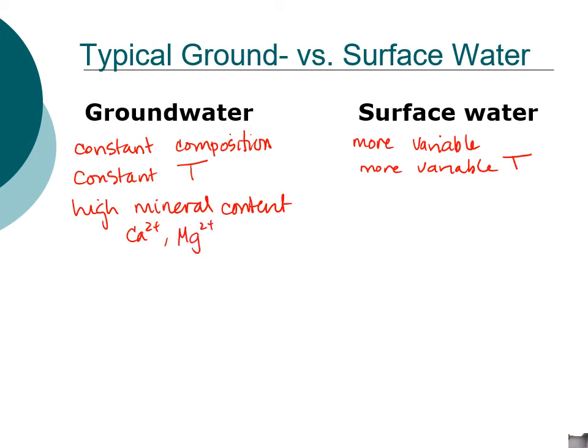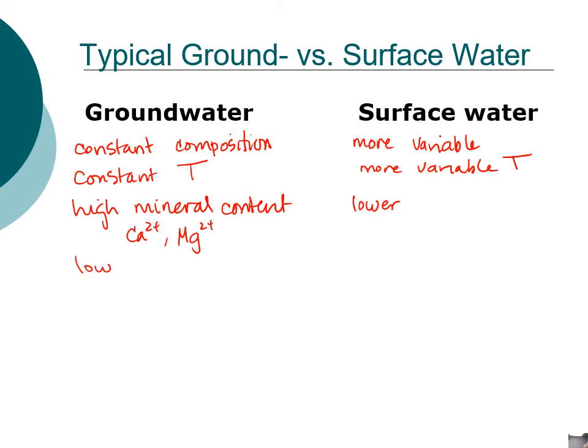Often with groundwater, especially true in Michigan, you've got a high mineral content, high levels of calcium and magnesium. It's very hard water that impacts the ability of soap to lather, affects scaling in your piping and your plumbing network. And this tends to be lower in a surface water.